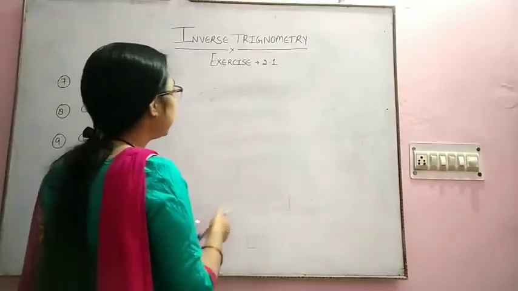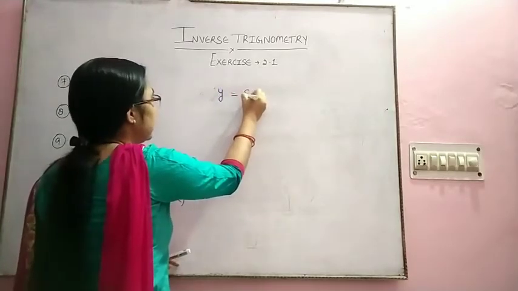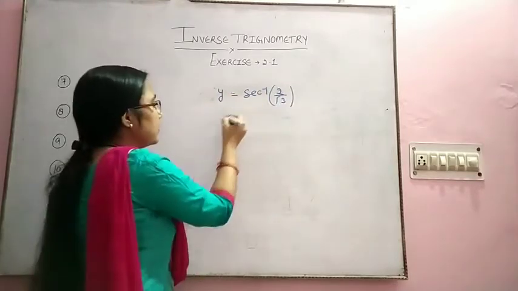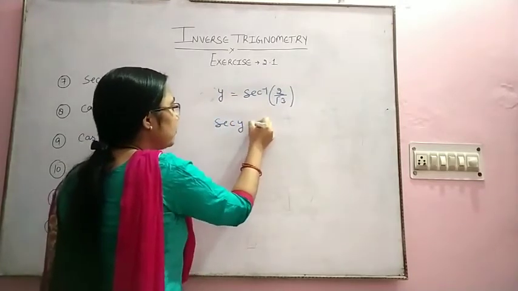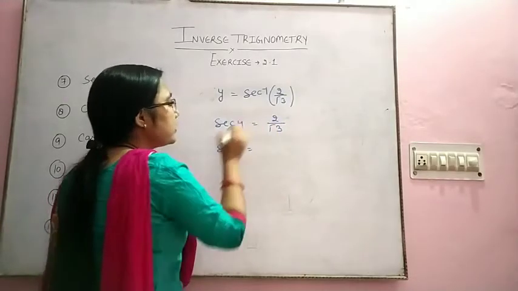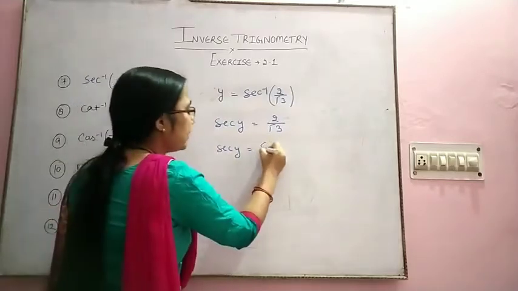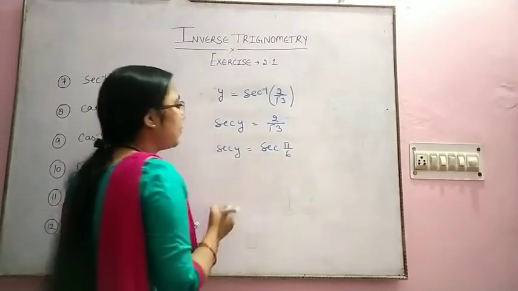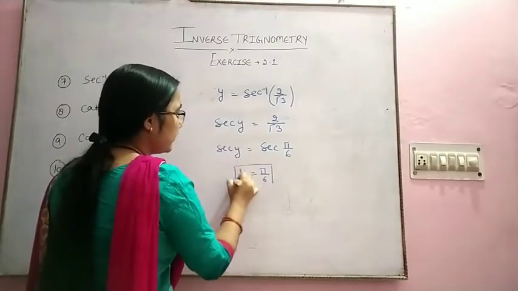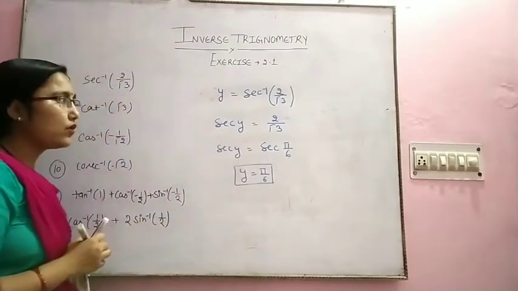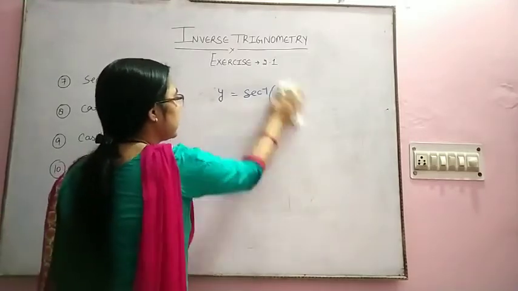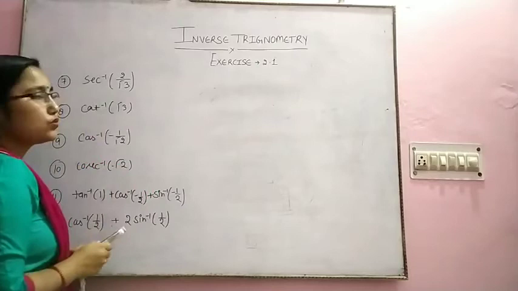Next, let y equal sec inverse 2 over root 3. It is written as sec y equals 2 by root 3. And 2 by root 3, in terms of sec, is sec pi by 6. By comparing, y equals pi by 6. That means the principal value for sec inverse 2 by root 3 is pi by 6. Come to the next question. This is cot inverse root 3.